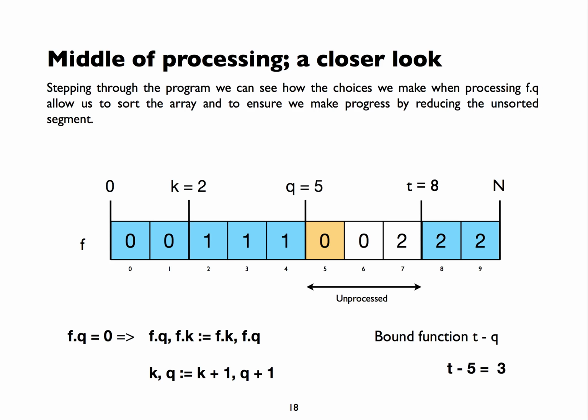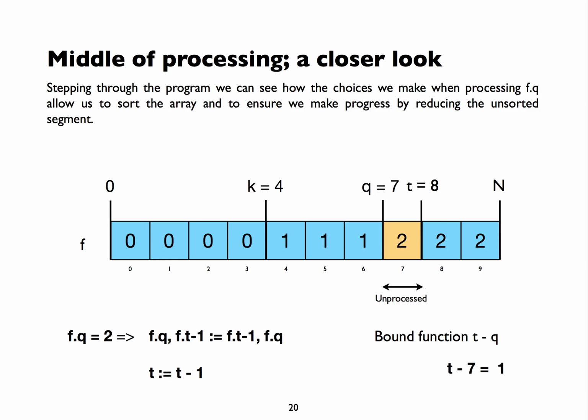And now we have a 0, so we swap f.q with f.k and increment both k and q. A 0 again, same step again, swap f.q and f.k and increment both. And now we have a 2. It's in the right place already, but the same step applies. We swap with f.t minus 1, which is effectively the same element, but we still carry out the same procedure.